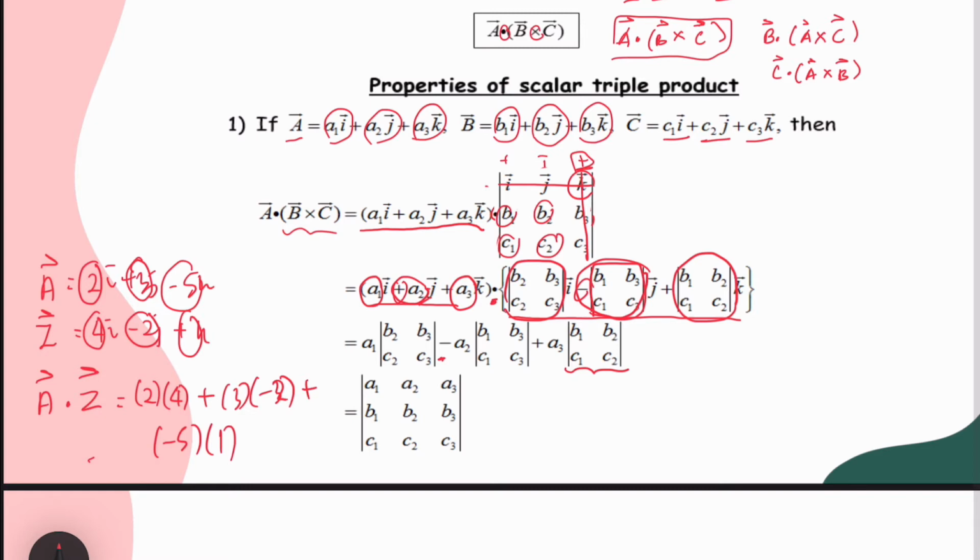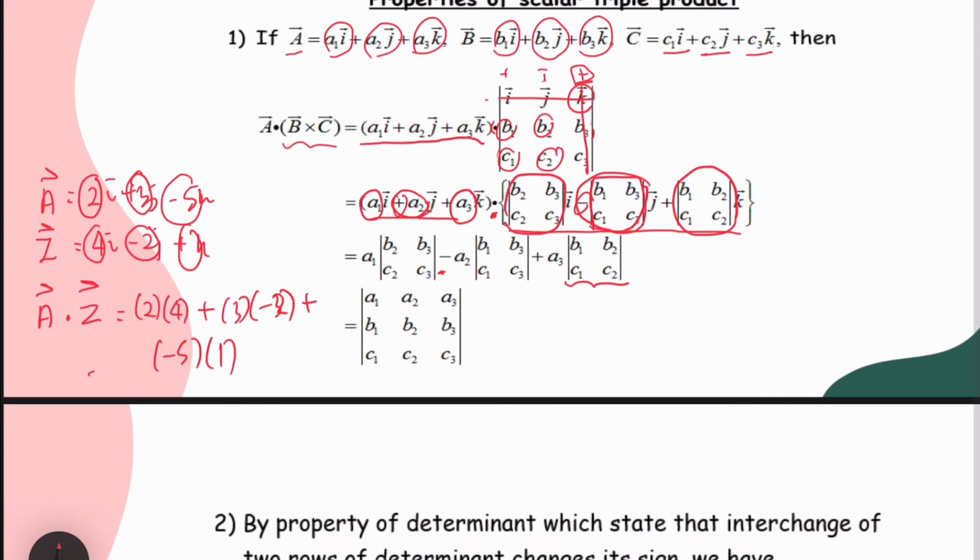Okay, so if you can see, this one is actually the determinant of the matrix A1, A2, A3, B1, B2, B3, C1, C2, C3. Because if we want to find the determinant of this matrix, you cross out the first row and the first column. What you get here is A1, and A1 is plus, so A1. Then you multiply with the determinant of the remaining items here, so you have B2, B3, C2, C3.